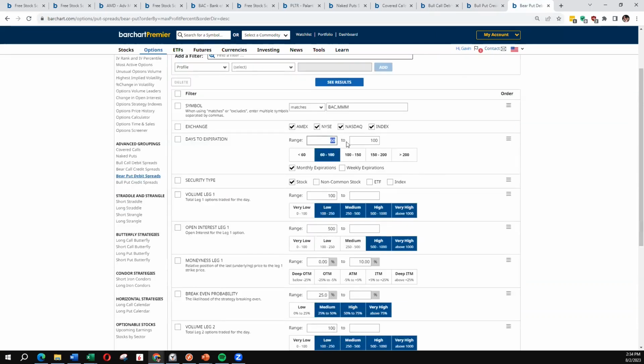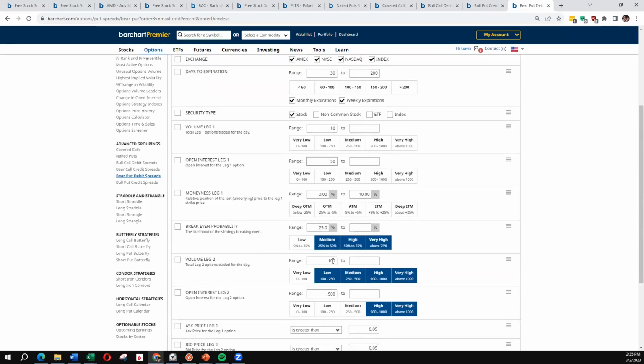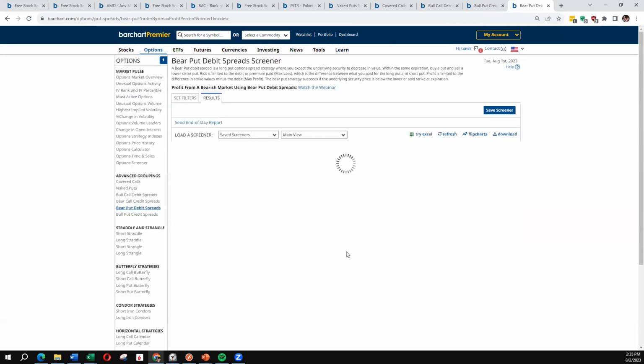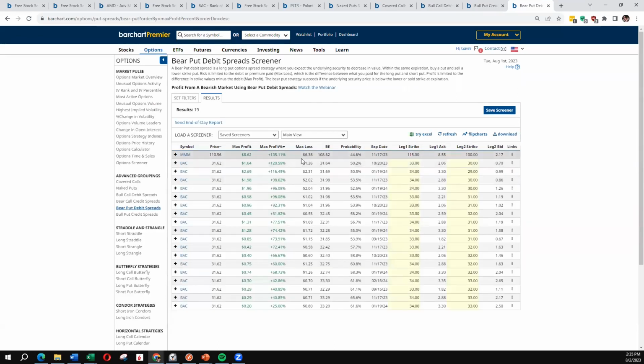We might just extend some of these parameters out a little bit, and we'll add in weeklies. Sometimes just drop the volume and open interest parameters. I find that will sometimes give slightly better results as well. So there we go. So there's a few bear put debit spread candidates there, particularly for Bank of America.